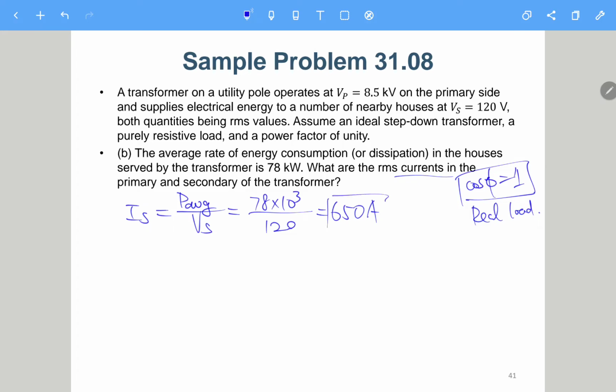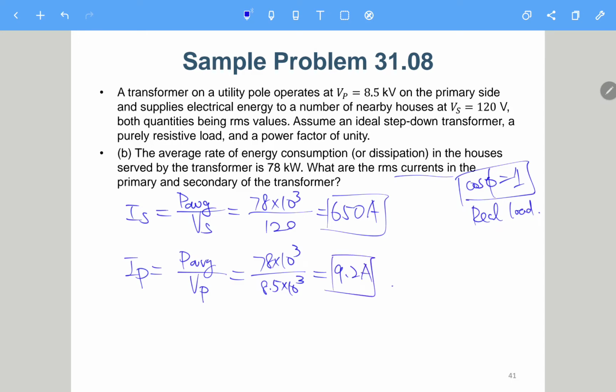So this is 658. And then for Ip, it is nothing but P average over Vp. So this is 78 times 10 to the third power over 8.5 times 10 to the third power, which is 9.28. Okay, so this is still easy. You just need to use I times V equals P average for a real loading.